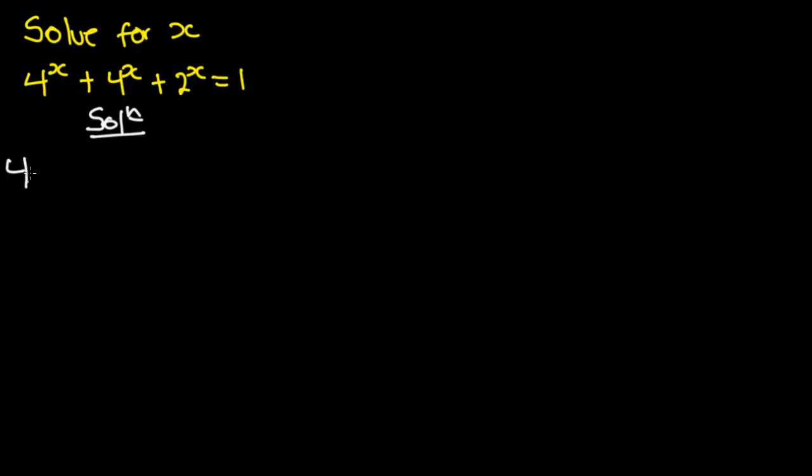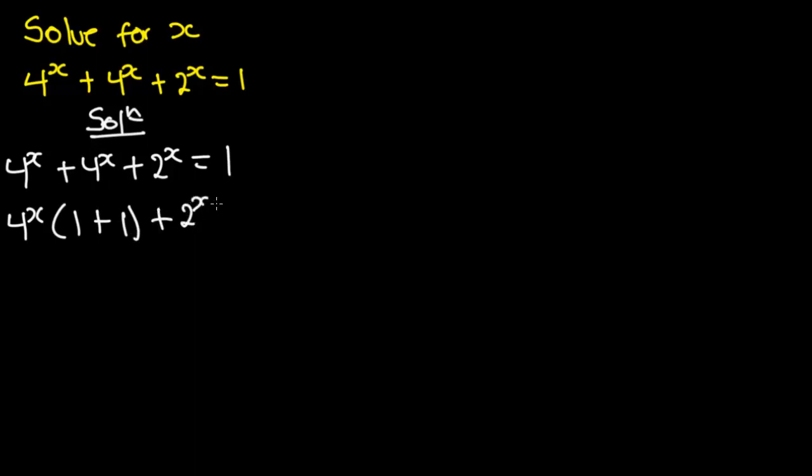Now we're given 4 exponent x plus 4 exponent x plus 2 exponent x is equal to 1. From here, 4 exponent x and 4 exponent x are the same, so I'm going to factorize out 4 exponent x. I'm going to be left with 1 plus 1 plus 2 to the power x is equal to 1. Now I'm going to have 4 to the power x multiplying 1 plus 1 gives 2, plus 2 to the power x is equal to 1.